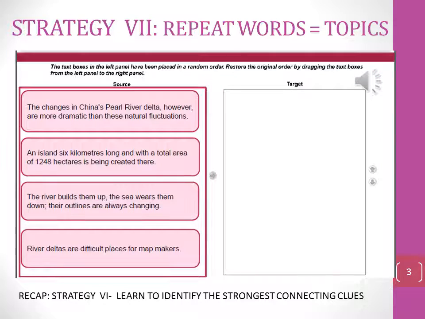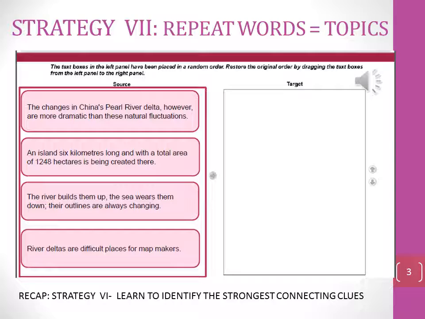Going forward, I'm assuming that you have gone through lessons 1 and 2 of the reorder paragraphs. Just to recap, the main thing that you want to remember is to learn to identify the strongest connecting clues to form the most immediate pairs. Work with pairs, work with two sentences rather than trying to rearrange the whole thing at once, right?